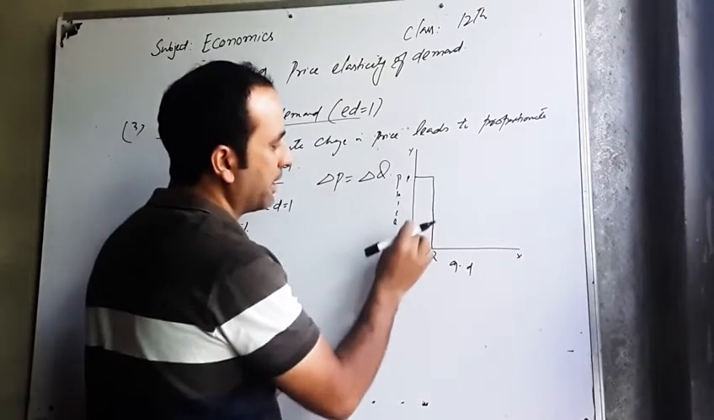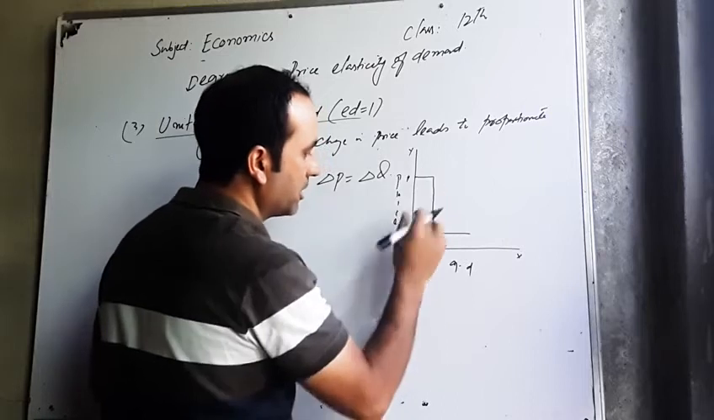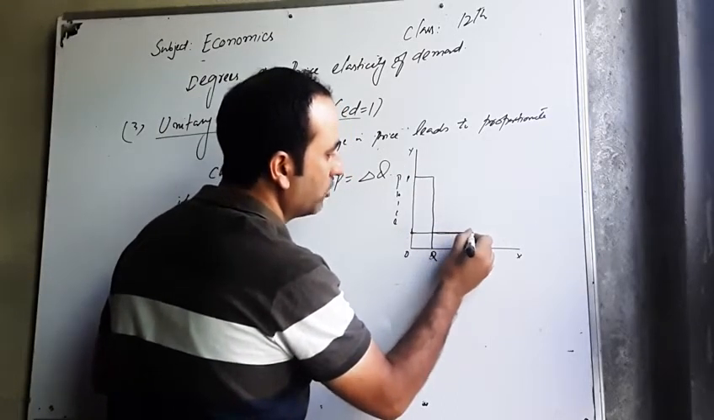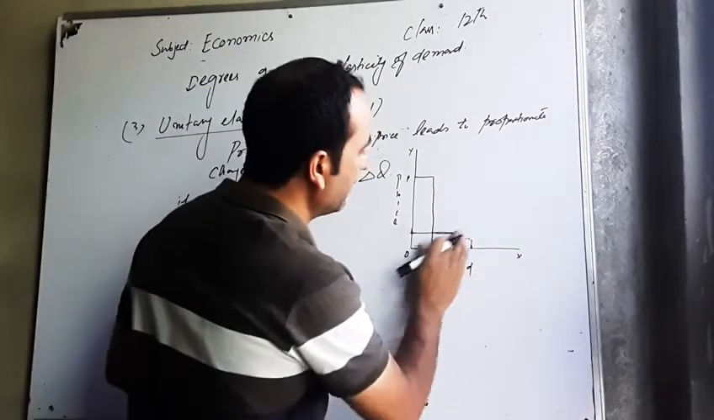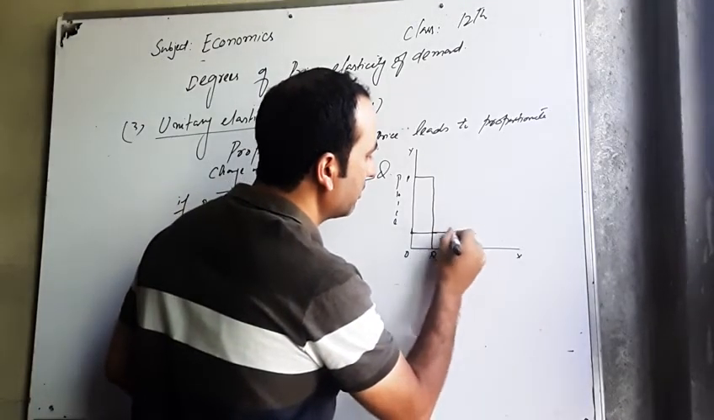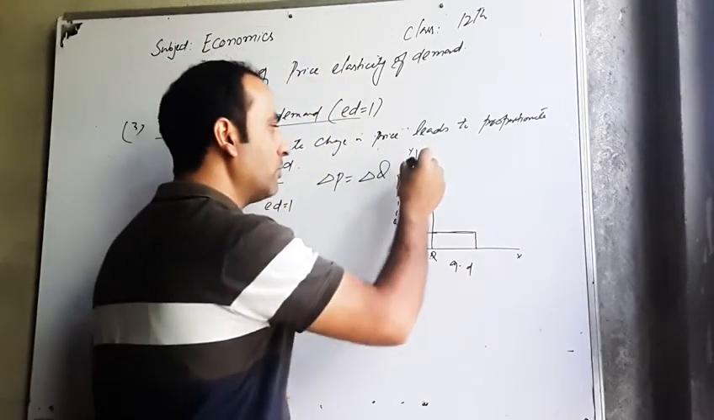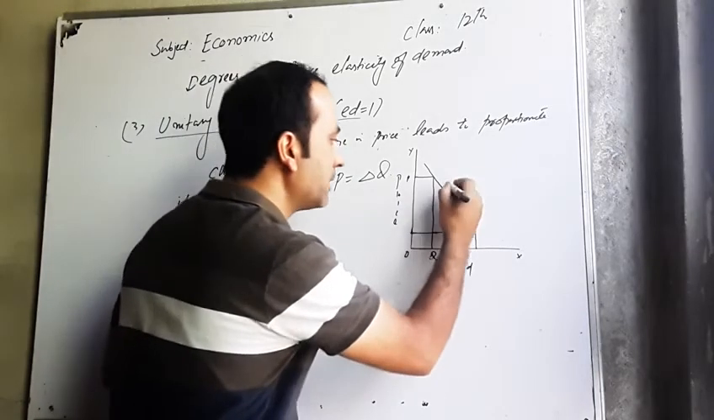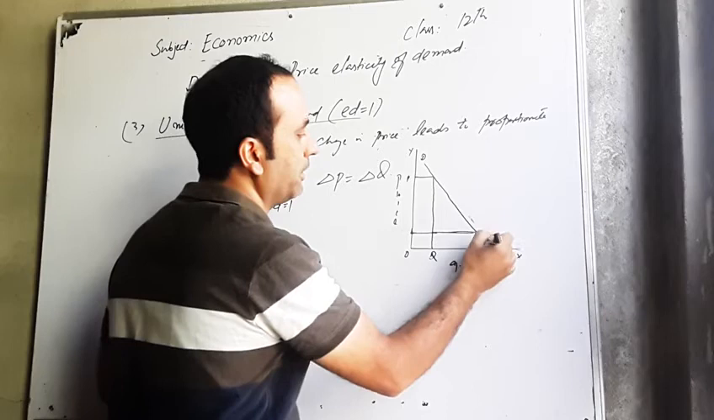for example, this is fall in price and it is accompanied by an exact rise in demand. For example, if we join these points here, this is demand curve D dash.